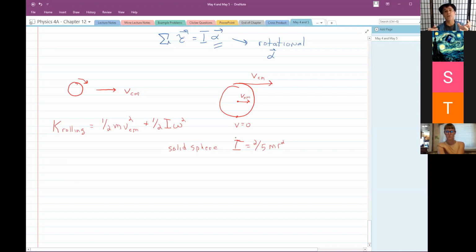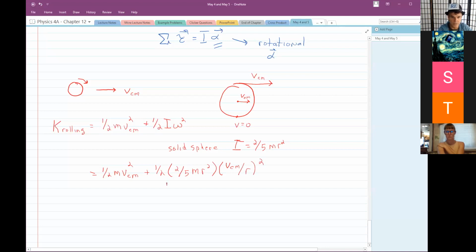So what I would do in terms of this kinetic energy term is I would still have this 1/2 mv squared term, and I'd replace I with the appropriate equation. If we're talking about a solid sphere, it's 2/5 mr squared. If we were talking about a cylinder, it'd be 1/2 mr squared. If we're talking about a spherical shell, so just an empty ball with all the mass on the outside, it'd be 2/3 mr squared. And then I replace omega with v divided by r.